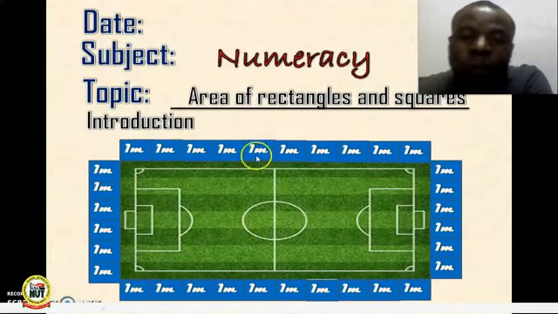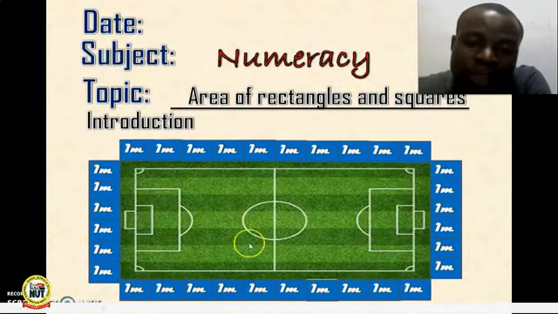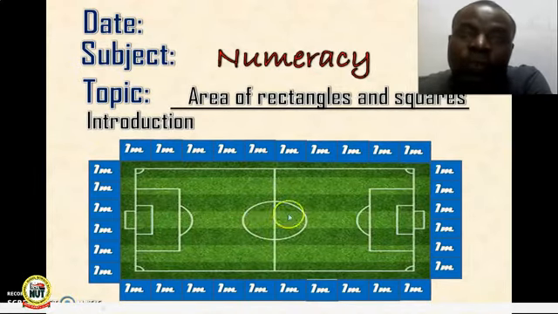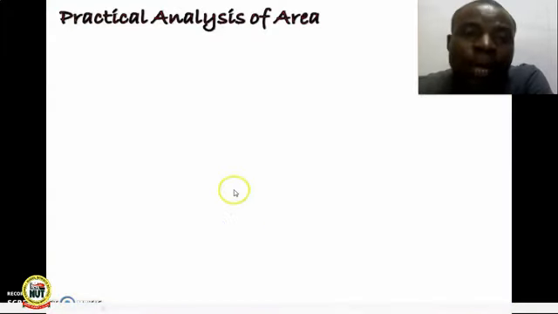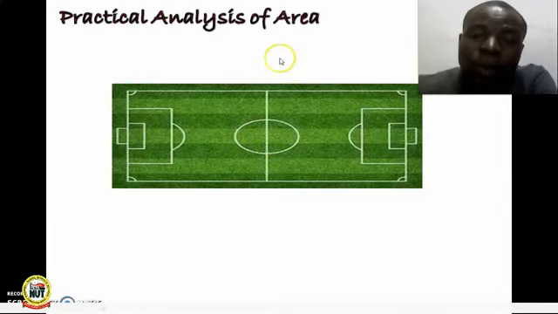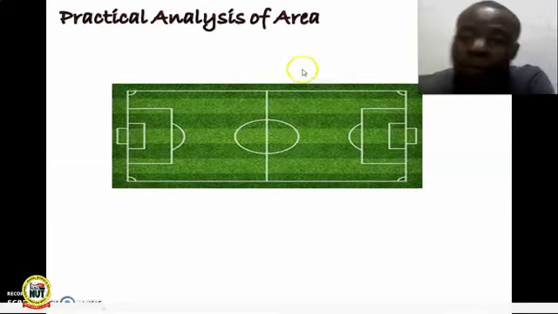But today, we are not going to be looking at the sides again. We are going to be looking at the entire surface of this football field, where we normally play the football. So quickly, let's look at the practical analysis of area. We don't have any business with the size of the football field today. Where we have business today is the surface. So instead of arranging our square unit at the edge or by the sides, we are going to arrange our square unit inside the surface. So let's quickly do that.